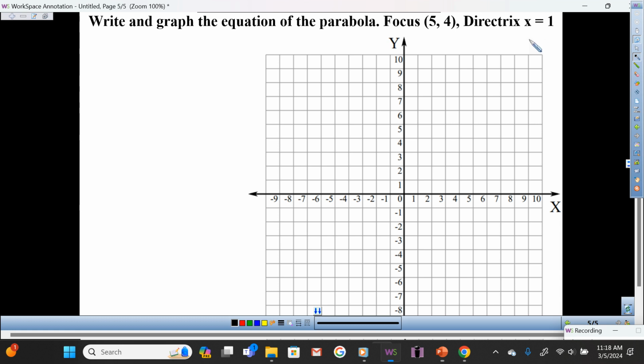So what's the first thing we do? Tell your neighbor, please. Focus, what's the first thing you do? All right, let me go to this side. What is the first thing we do? Mitos, what do we do? Write your equation by looking at the directrix. So by looking at the directrix, what is the first equation that comes to mind, Laura?